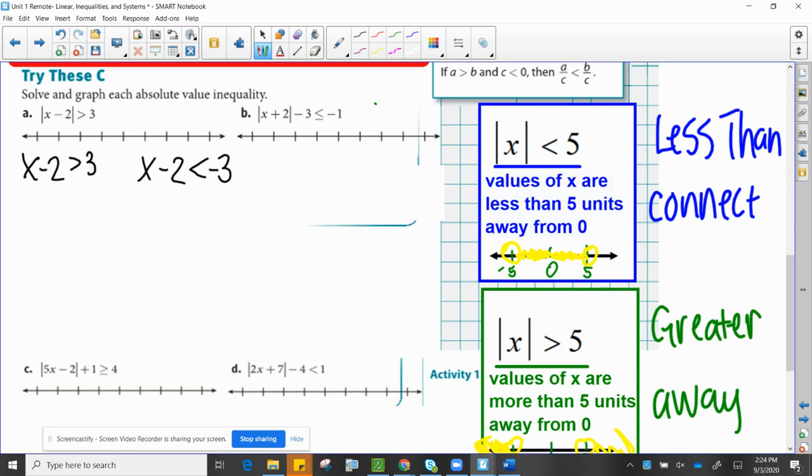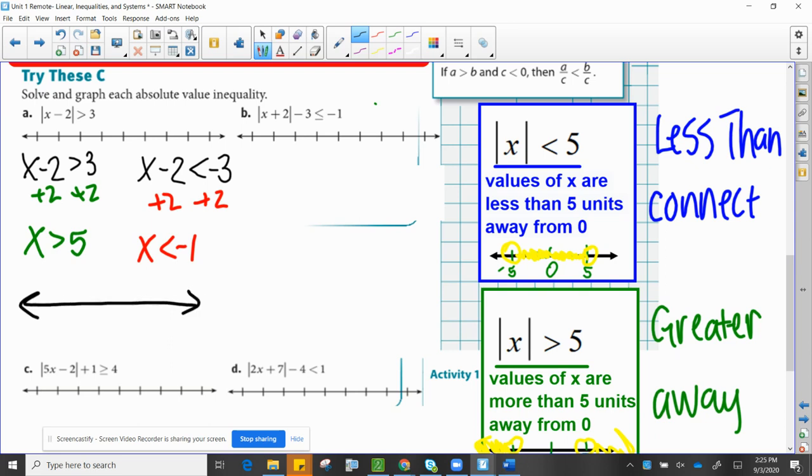Then if I solve each of these separately by adding 2, I'm going to get x is greater than 5. On my second inequality, when I add 2, I have -3 plus 2. That's -1. So I have x is less than -1. So there's our two solutions. If I put these on a number line, I'm not going to be too picky with your number lines, just as long as you have the two values you need. And you always put the smaller number on the left. And that's good enough for me.